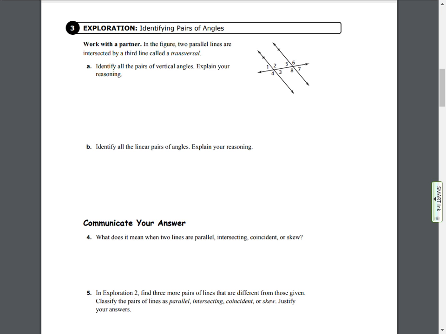B says identify all the linear pairs of angles. Remember, linear pairs are two angles that make up a line. Right? So on the same line, they make up 180 degrees, and they're two angles. So let's start with angle 1. And what makes a line with angle 1? Well, angle 2 does. Right? Angle 1 and angle 2. Those are on that transversal line. They make up 180 degrees. Okay? There's another one with angle 1.